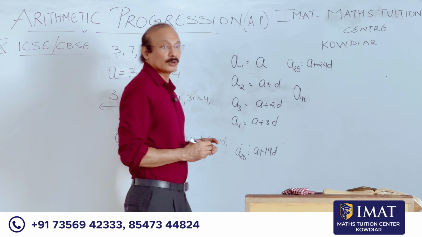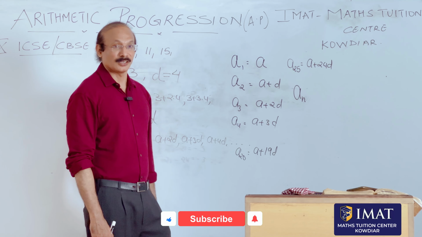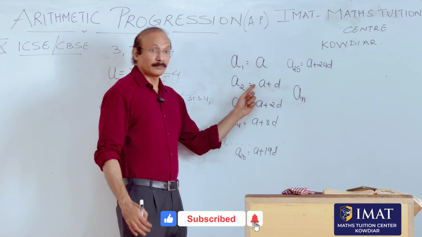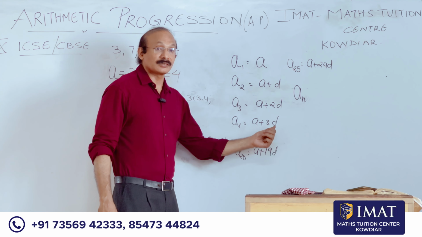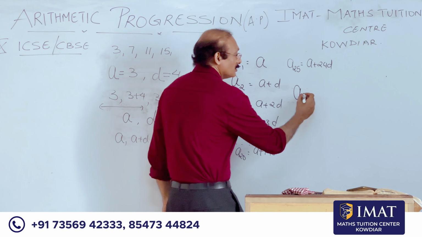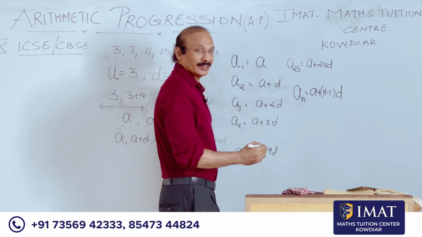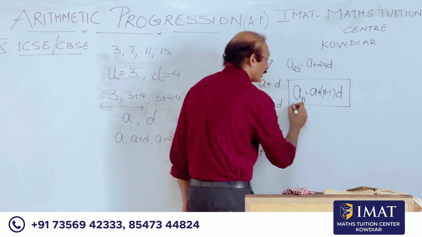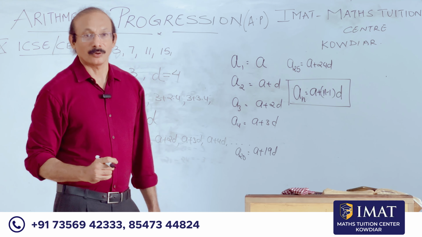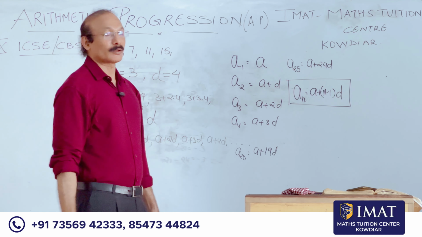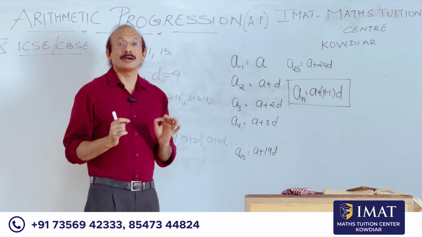See, An denotes the nth term of an AP. So what will be the nth term of an AP? Can you say? See, the first term A, second term A plus 1 times D, third term A plus 2 times D, fourth term A plus 3 times D. So what will be the nth term? Isn't it A plus n minus 1 times D? Yes, so this is the first and the most important formula from this topic, the nth term of an arithmetic progression. So please note down this formula. The nth term of an arithmetic progression is given by An is equal to A plus n minus 1 into D.